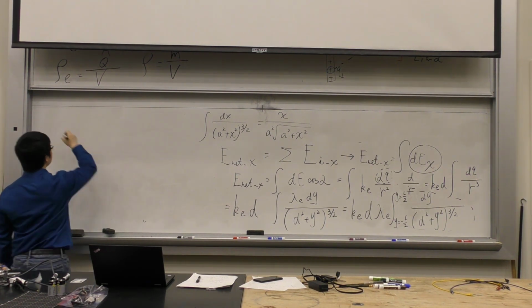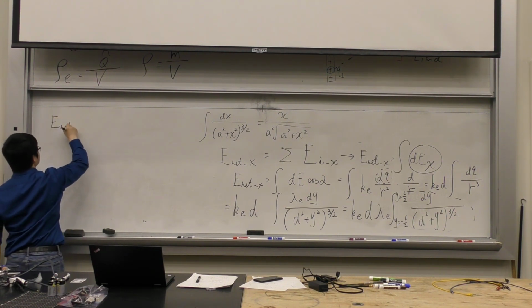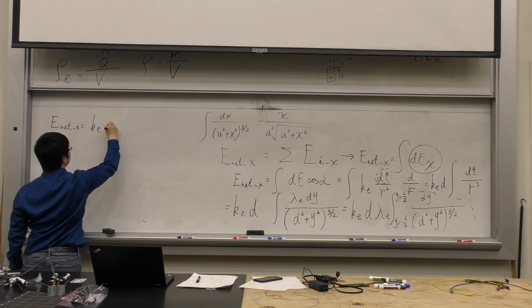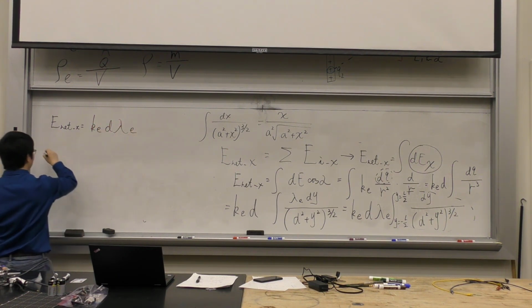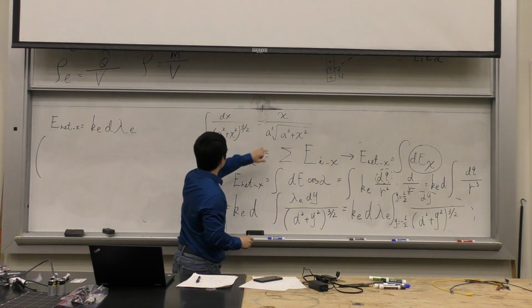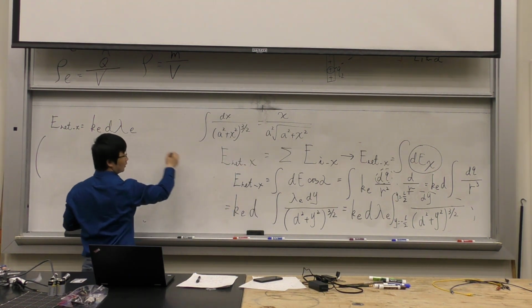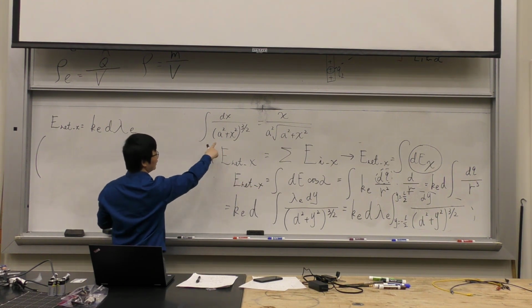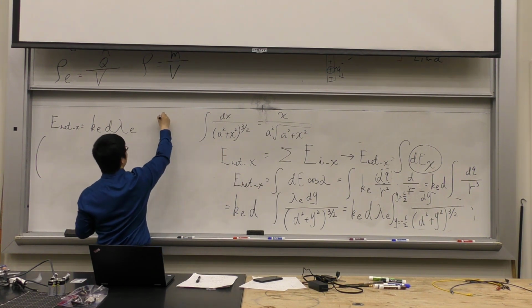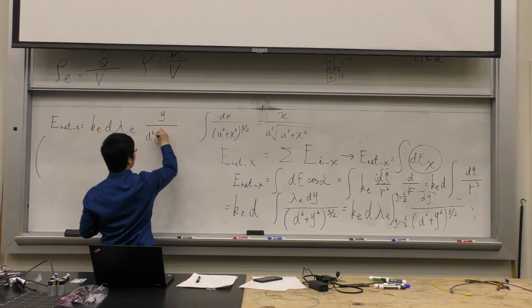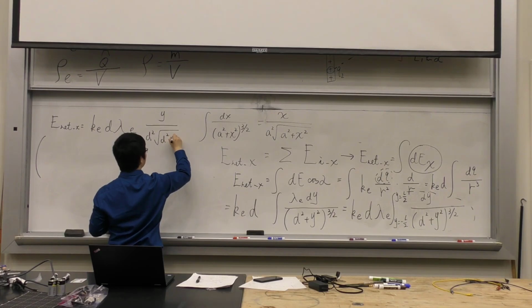Okay, so the answer is going to be this. I still have KE, D, lambda E. Now I would have this. Let's replace all the symbols with the symbols we have now. So I'm going to replace A with D, right? So I would have Y over D squared, square root D squared plus Y squared.